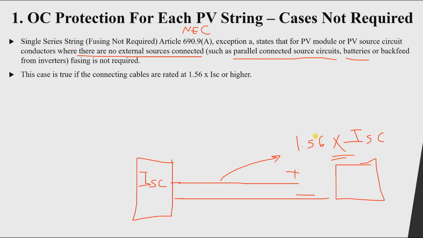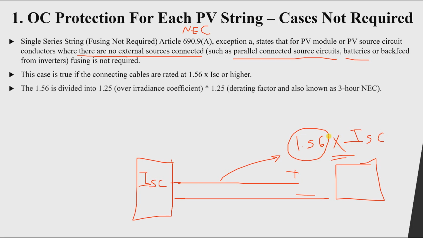So let's understand why 1.56. 1.56 is divided into two parts. It is 1.25 multiplied by another 1.25. So what is the first one? Here, the panel, what is the worst current that can go out of the panel? The worst current is I short circuit.